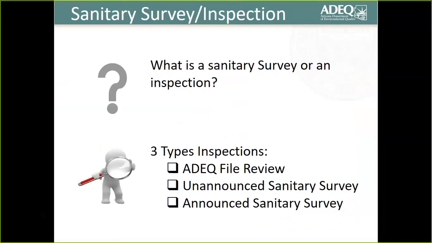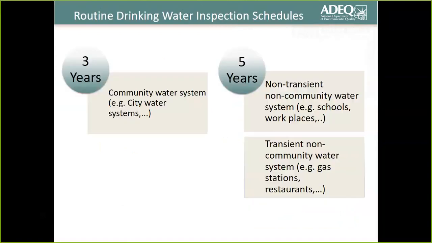For drinking water, we do 3 types of inspections. The first one is file reviews, which is a review of your files or records just from our office. The second one is unannounced sanitary surveys, or unannounced inspections. So we'll just show up to your facility or to your site, or we can do announced sanitary surveys. Most of the time, we tend to do announced inspections. We will let you know that we'll be inspecting your system ahead of time and give you ample time to prepare.